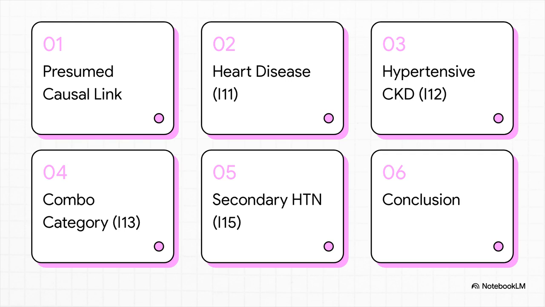We're covering the guideline authority, the presumed causal link, hypertensive heart disease, hypertensive CKD, the ultimate combination category, and we'll wrap it all up with secondary hypertension. Let's get right into it.